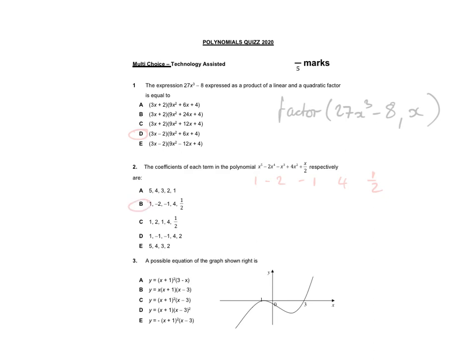The third one here, a possible equation for this graph. So what do we know about this graph? It's a positive cubic. You can see that one of my x-intercepts is at -1, the other one is at +3, which would mean that as a factor, this one would be x plus 1, and as a factor, that would be x minus 3. This one here is touching, okay, which means it's a squared factor. So when you put all of that information together, C must be your answer.